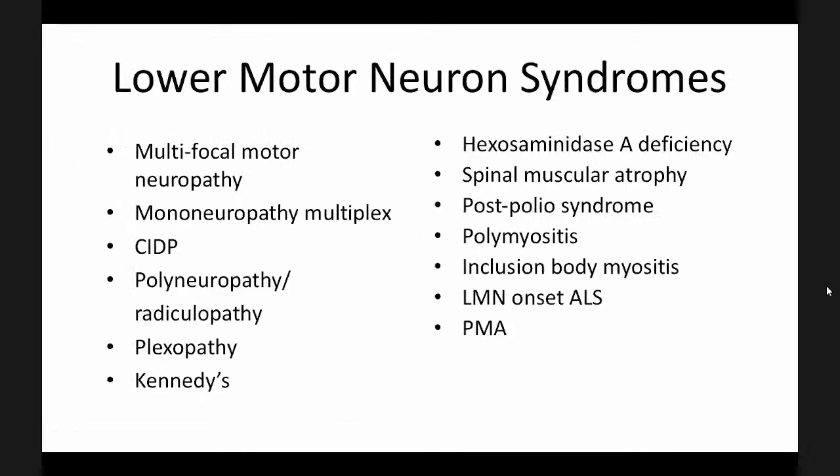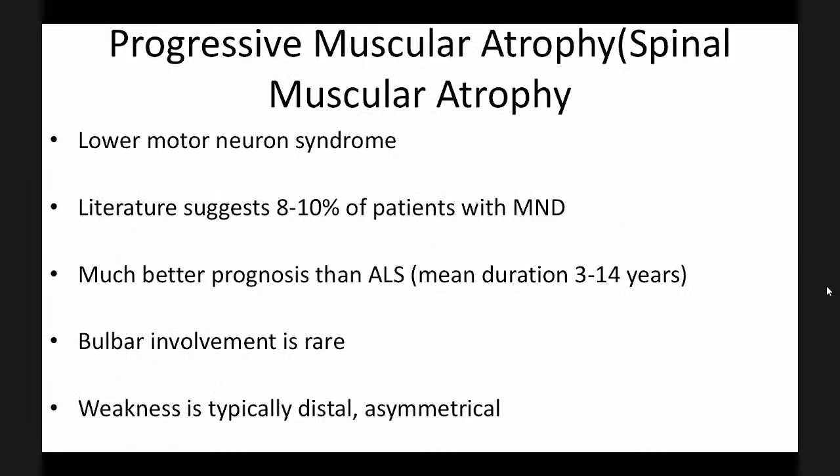Okay. So we have other variants and lower motor neuron syndromes like multifocal motor neuropathy, mononeuropathy multiplex, and chronic CIDP. We have polyneuropathy, radiculopathy, plexopathy, Kennedy syndrome, hexosaminidase A deficiency, spinal muscular atrophy (SMA), post-polio syndrome, poliomyelitis, and inclusion body myositis. We have lower motor neuron onset of ALS and progressive muscular atrophy. These are the lower motor neuron syndromes.